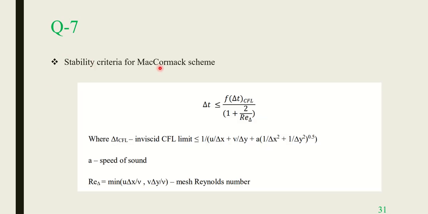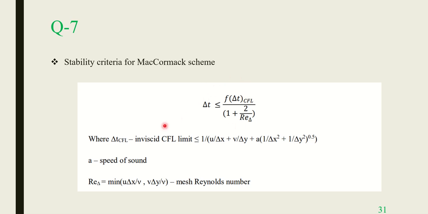The stability criterion for the McCormick scheme is given by delta t less than or equal to F delta t CFL by 1 plus 2 by Re delta, where Re delta is the mesh Reynolds number. It is formulated by finding the minimum of two Reynolds numbers, where the first is u delta x by nu or v delta y by nu, where nu is mu by rho. And here one more term coming into the picture is F. F is the safety factor. Since we cannot go on finding a direct stability criterion, we are using a safety factor F.